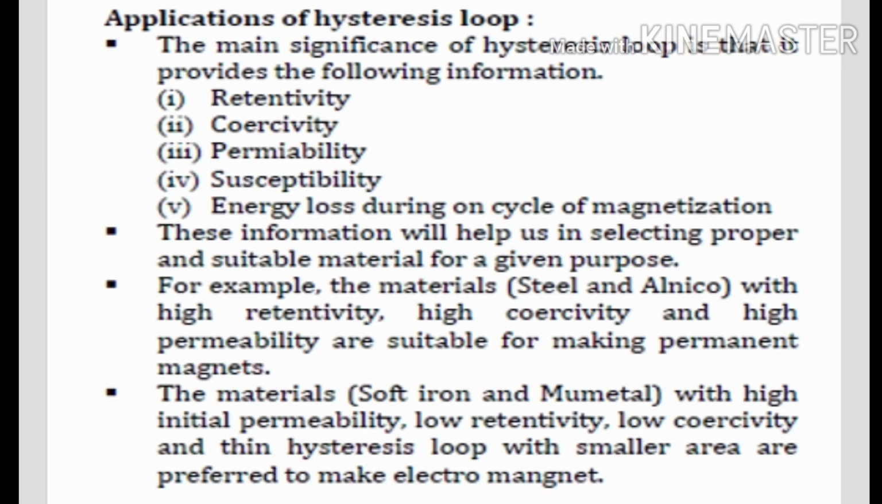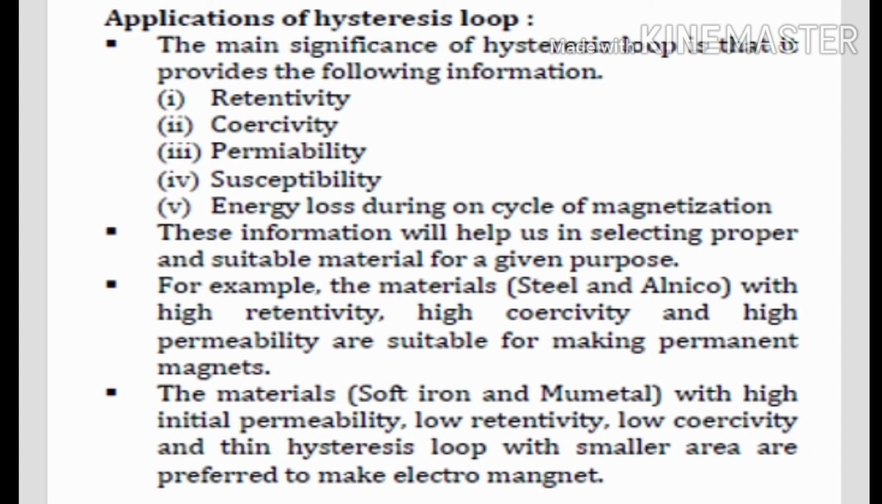Next one is the applications of the hysteresis loop. Let us see one by one. The main significance of the hysteresis loop is that it provides the following information: retentivity, coercivity, permeability, susceptibility, and energy loss during one cycle of magnetization. This information will help us in selecting a proper and suitable material for a given purpose.